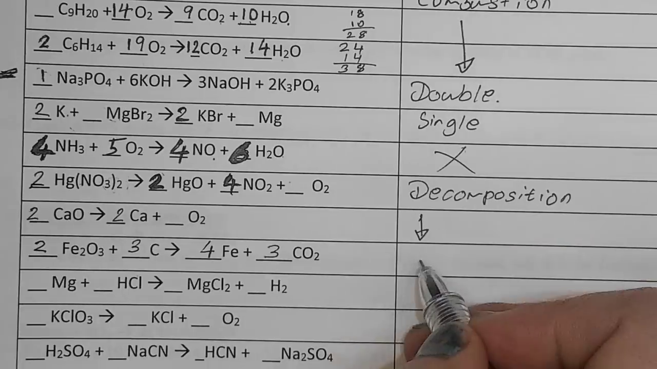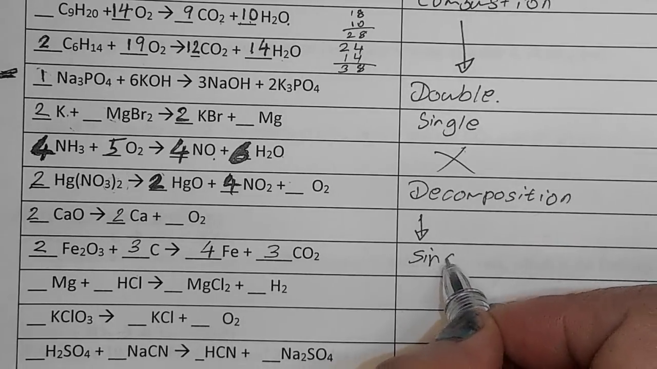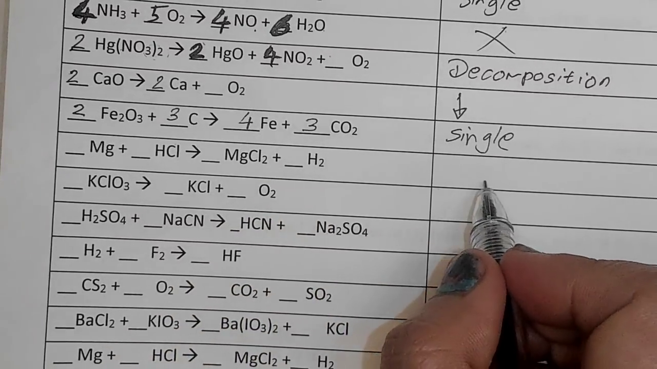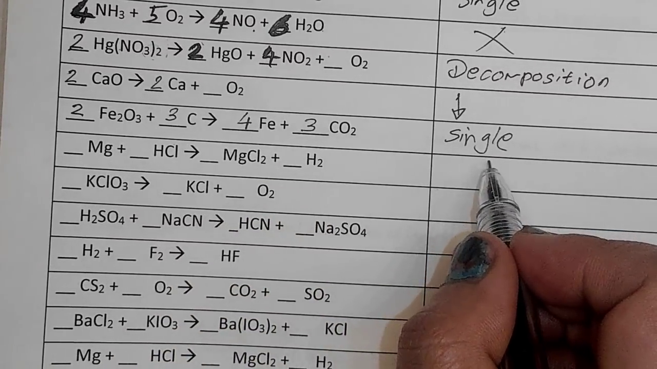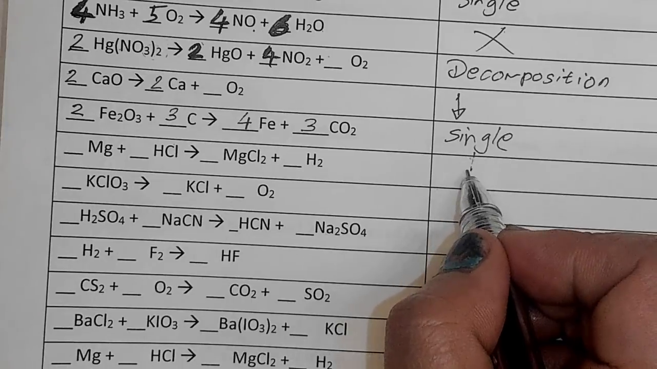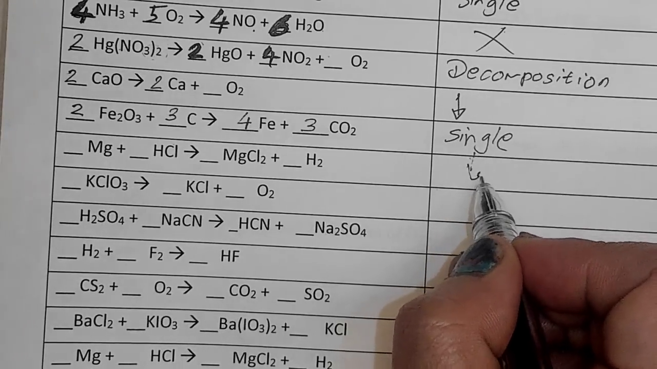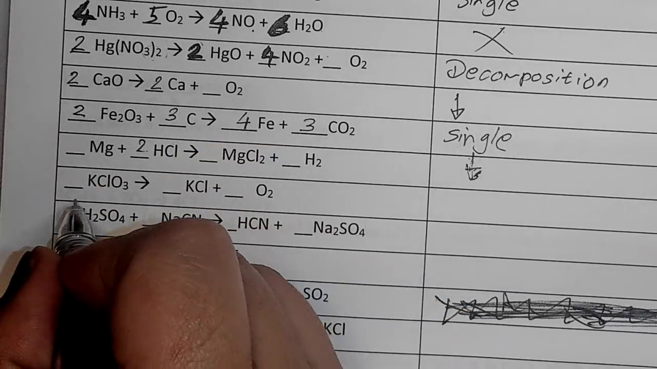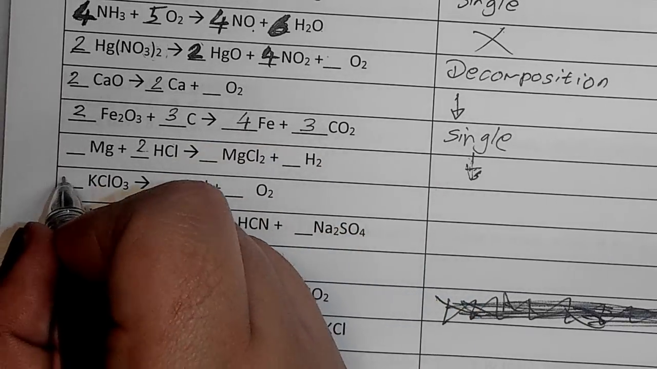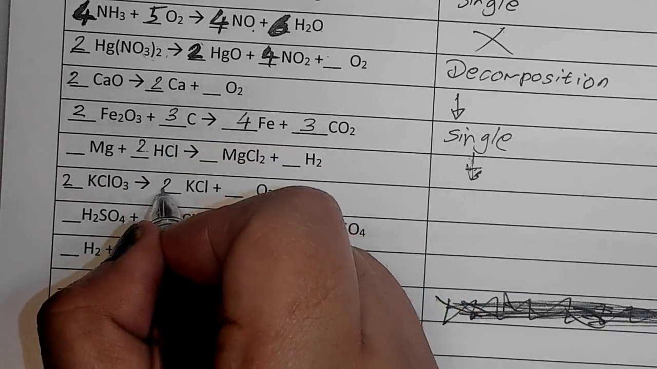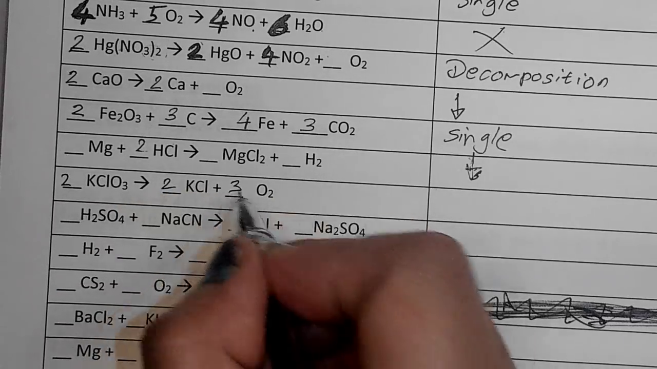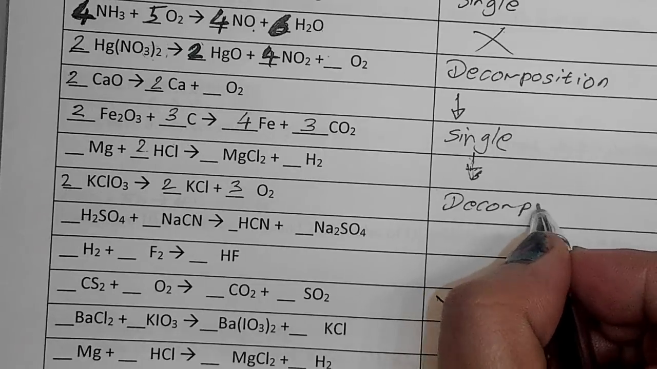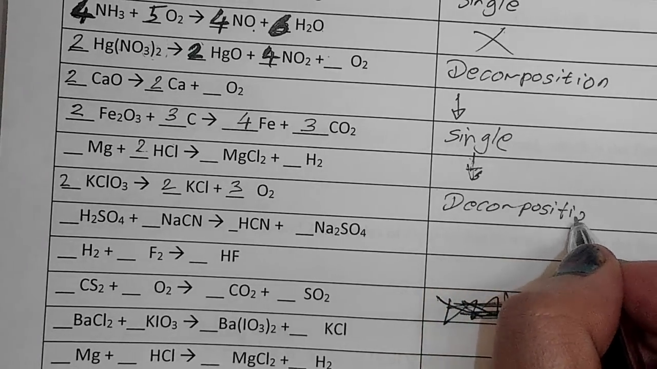This is single because Fe and C just change place, although that's an unusual single displacement. The next one is also single displacement, right? Mg and H switch place. So that's also single. Okay, so balance 2 there. This one, let's see, 2 there, 2 here, and then 3 here. This is decomposition because you're breaking.